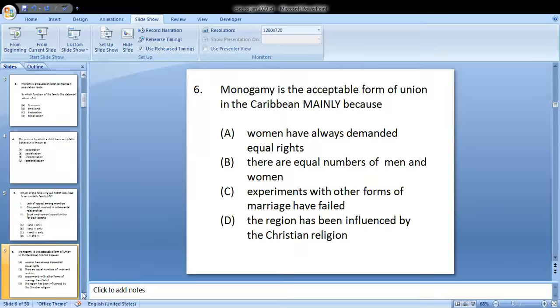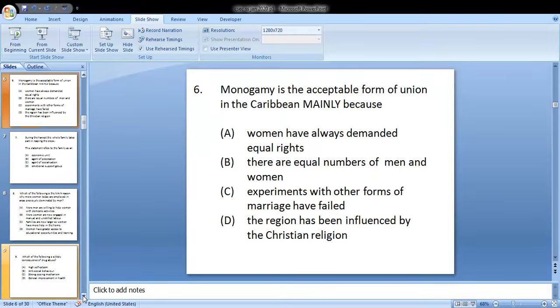Let's go on to number 6. It says here, monogamy is the acceptable form of union in the Caribbean, mainly because A, women have always demanded equal rights. B, there are equal numbers of men and women. C, experiments and other forms of marriage have failed. D, the region has been influenced by the Christian religion. So we know that our answer would be D. The region has been influenced by the Christian religion.